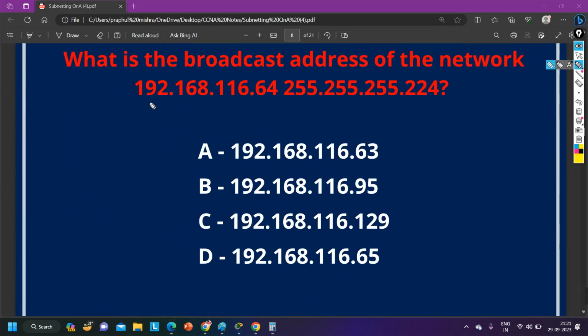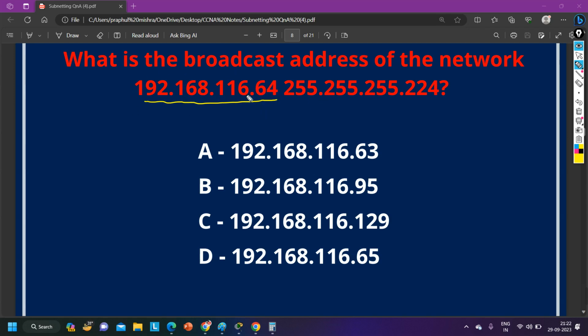What is the broadcast address on the network 192.168.116.64, 255.255.255.224? First of all, tell me, is it a valid IP address or is it a network ID? It seems to be a network ID because the previous network ends with 116.63. So 116.64 is the network ID. Then what is the broadcast ID of this network?